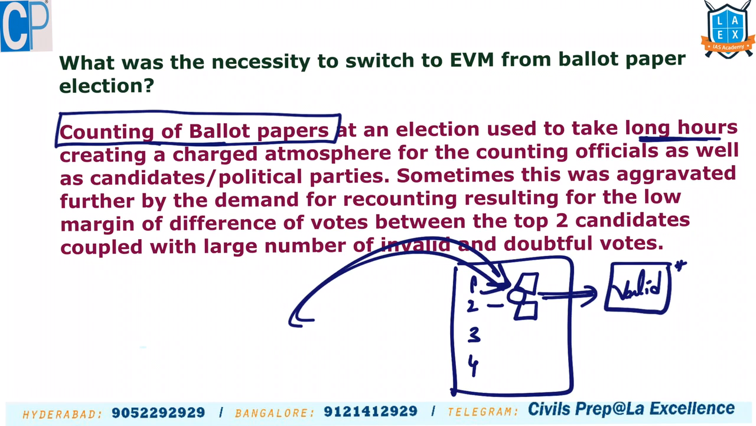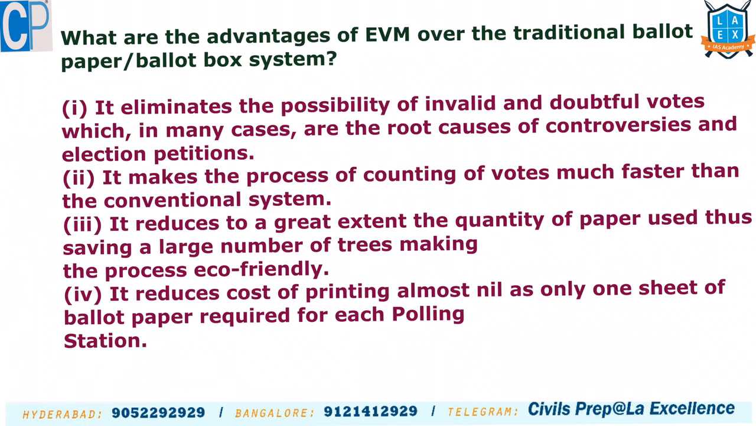Again, as this counting takes many days, they used to deploy a huge number of security forces. So this was all problematic. So we wanted to find an alternative. That's why we moved to EVMs. Why? What are the advantages of EVMs over the conventional system?